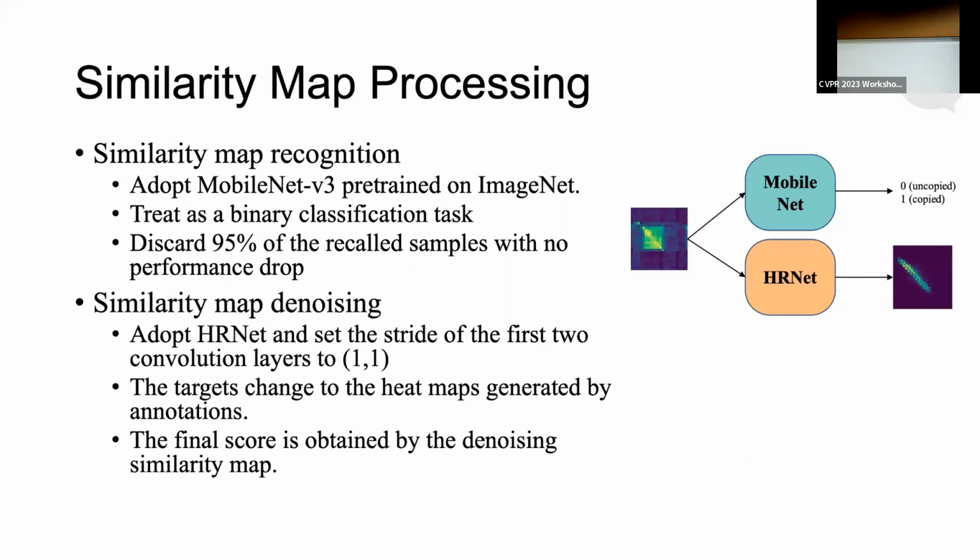For denoising, we use a high-resolution net to process the similarity map. To make the input and output sizes the same, we set the stride of the first 2 convolutional layers to 1. At the same time, the target changes to the heat map generated by annotation. The final score is obtained from the denoised similarity map.